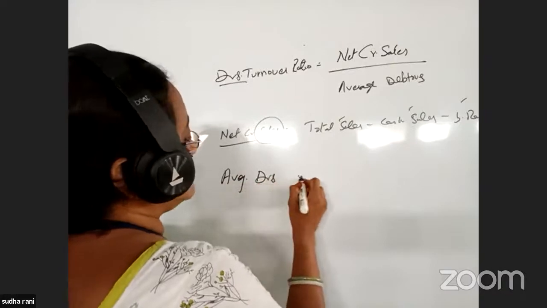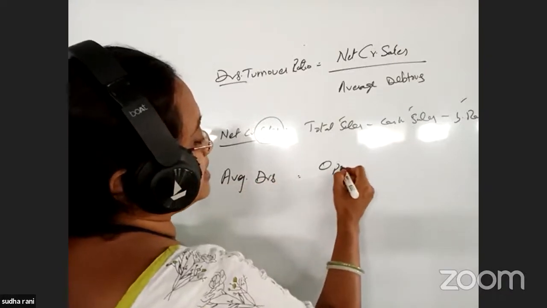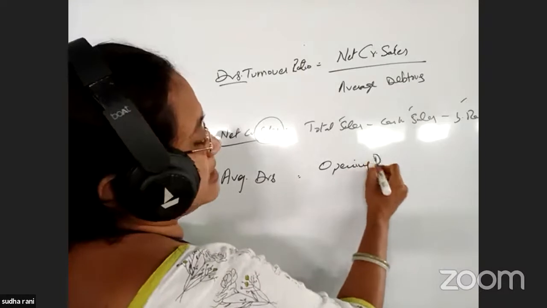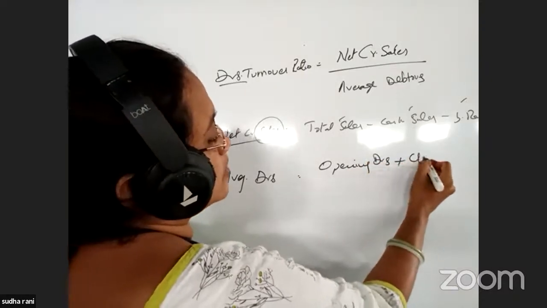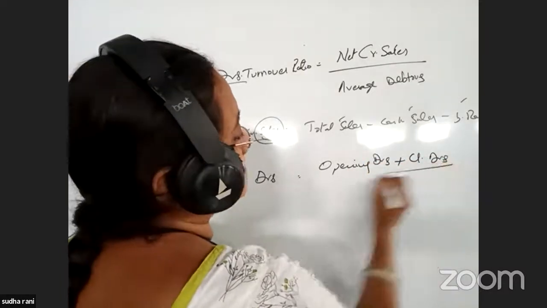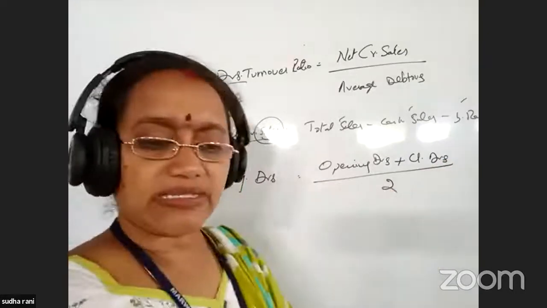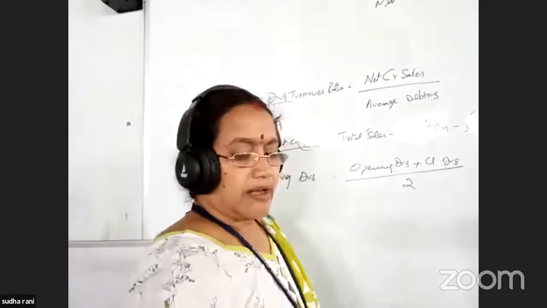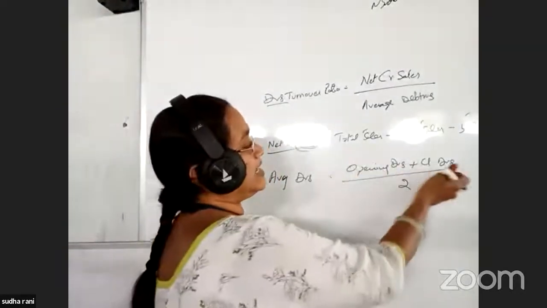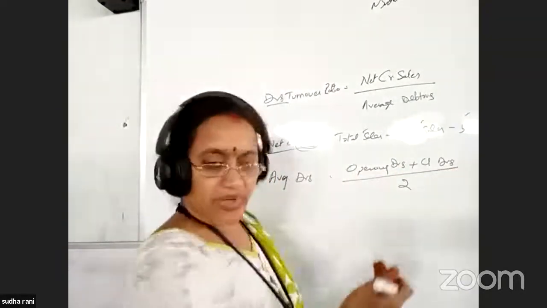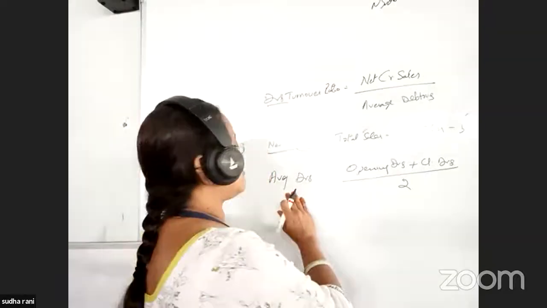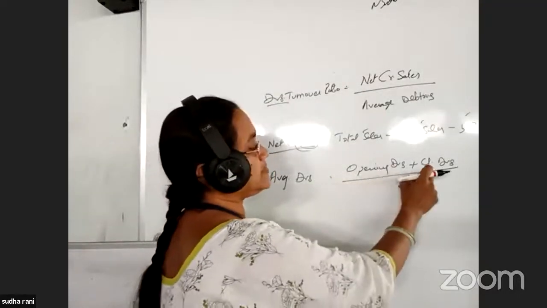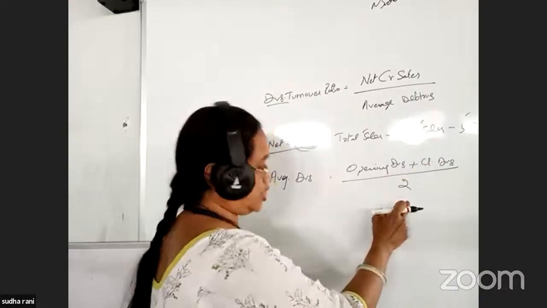And how do you get average debtors? Average debtors is opening debtors plus closing debtors by 2. Always remember, how do we take out the average? We take out the average by adding all the given values divided by number of values. So here average debtors we take opening debtors plus closing debtors by 2.